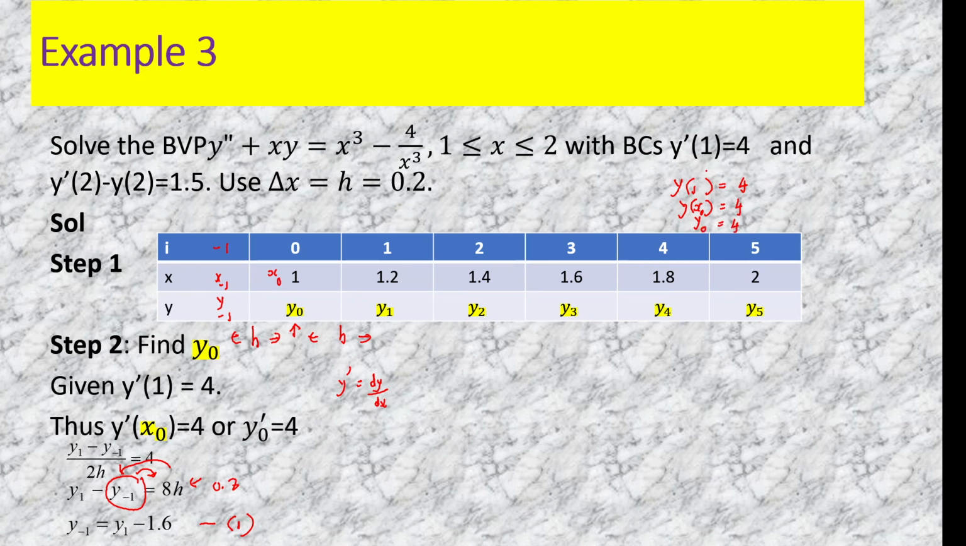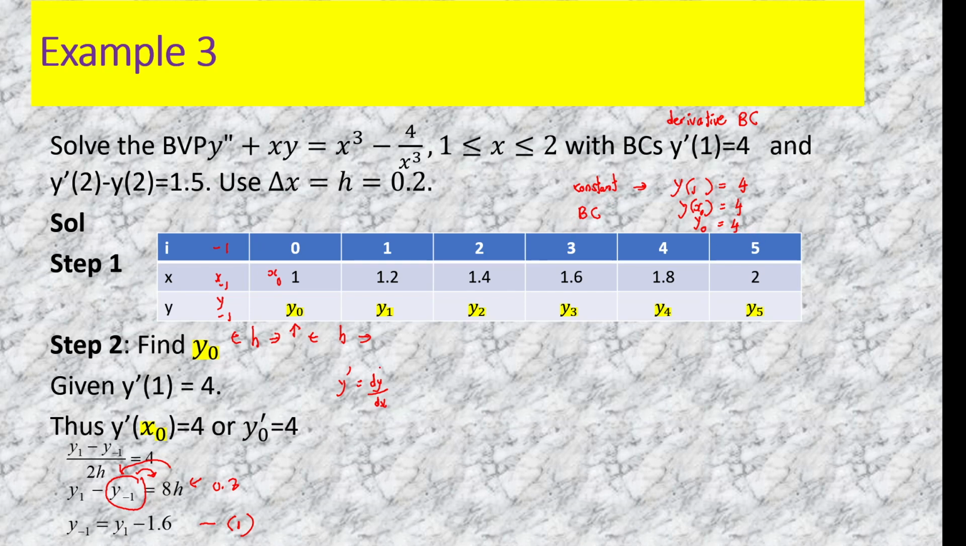This one is the first type. Y naught equal to 4 is directly given. But here, be careful, this is y prime. So this is what we call derivative boundary condition. If it is the type y bracket 1 equal to 4, this is the first type, what we call just a normal, constant boundary condition.